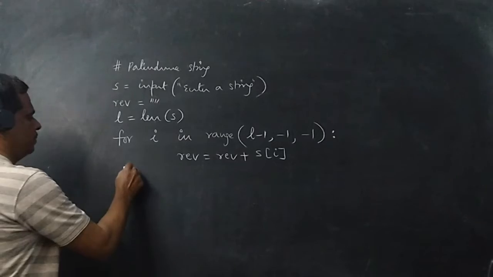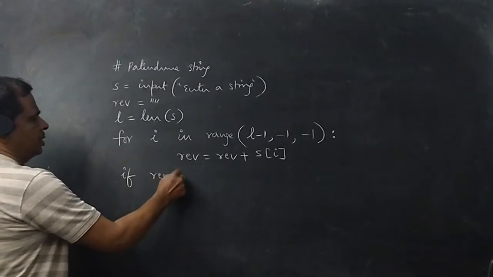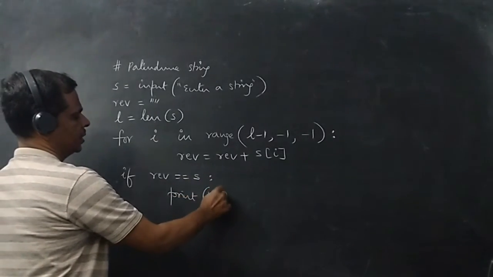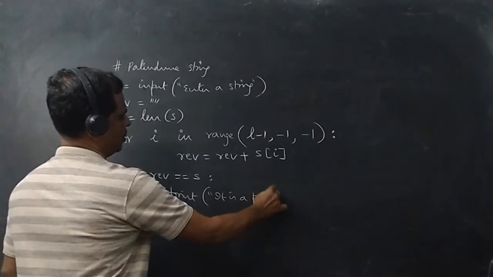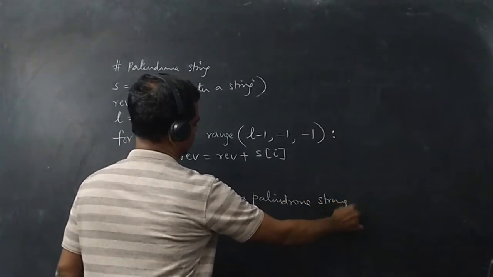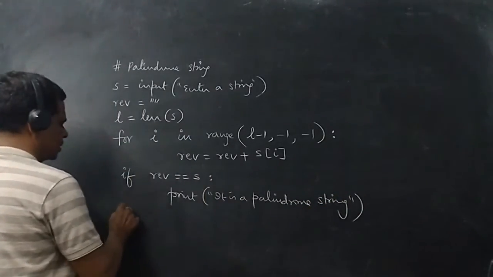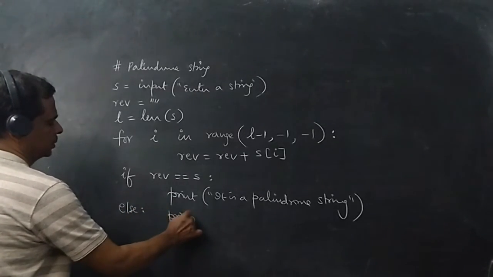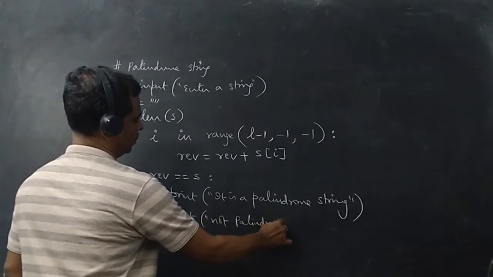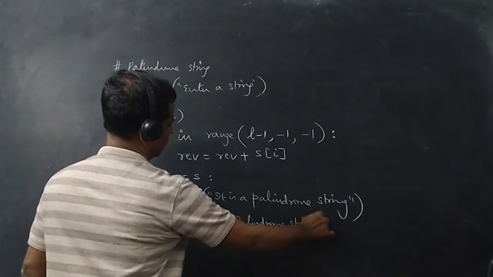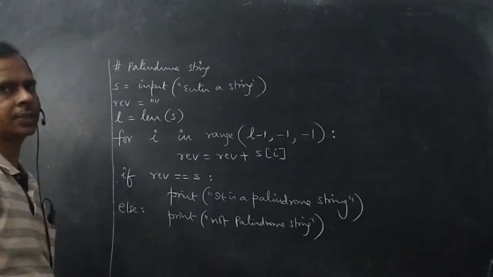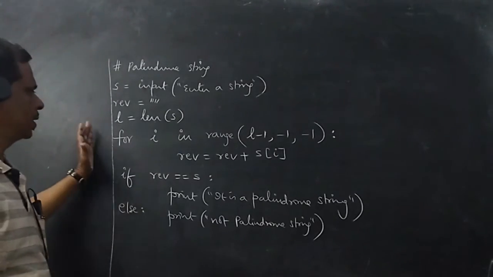Okay, if reverse is equal to S, then print it is a palindrome string, else print not a palindrome string. Okay, right? This is the program. I am now going to explain this.